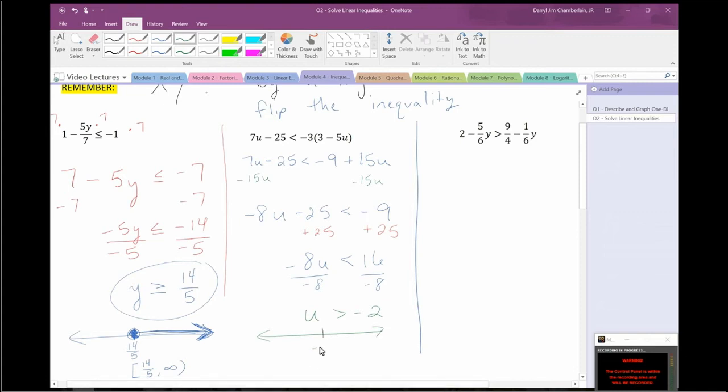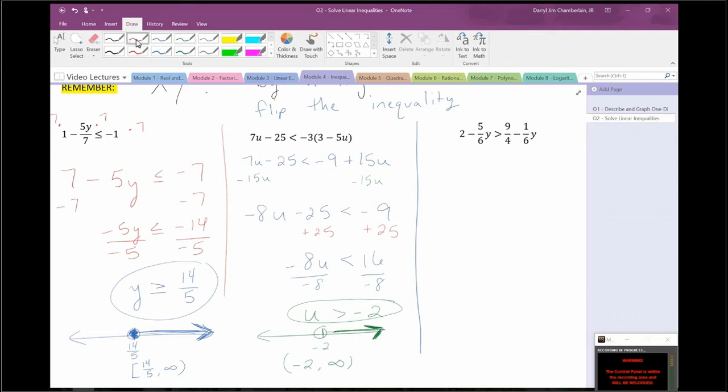So I could graph it. u is greater than negative 2. And so that means I'm going from negative 2 to infinity. And I could always, if I really wanted to be careful or check to make sure everything I did was right, plug in some values. So I could plug in 0, I could plug in 1, just to make sure that nothing went weird as I was going.